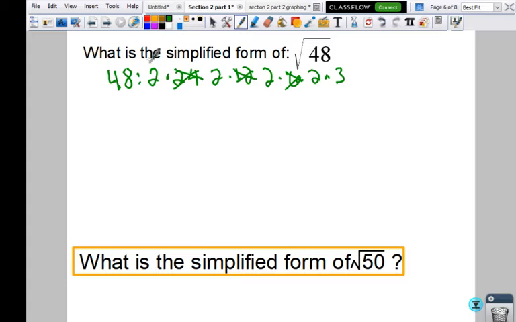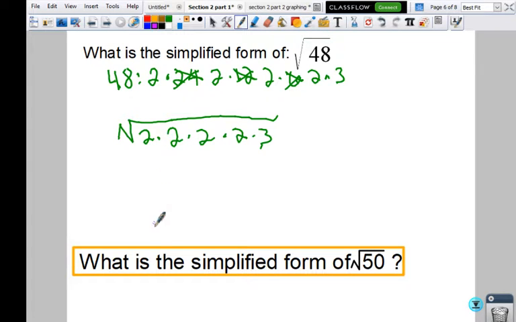All right. So I split up 48, right? So I'm gonna make a brand new radical. It's gonna be really big. And it's going to be 2 times 2 times 2 times 2 times 3.